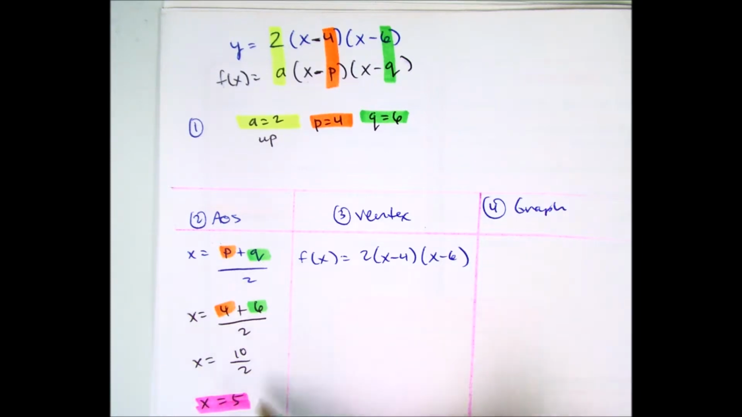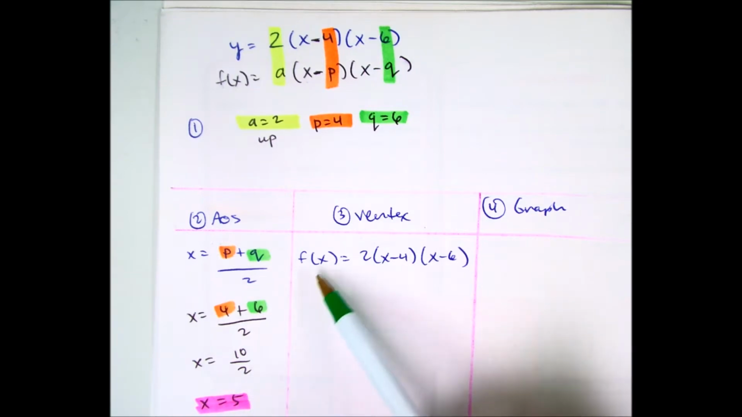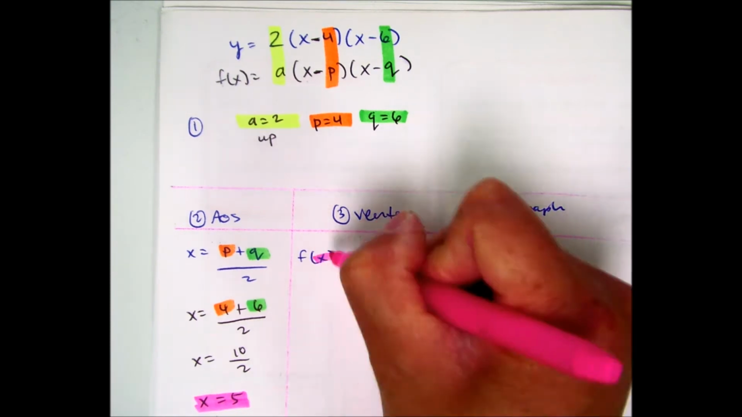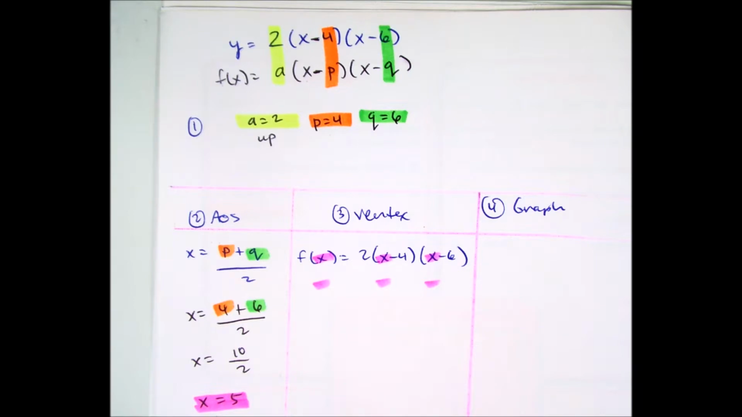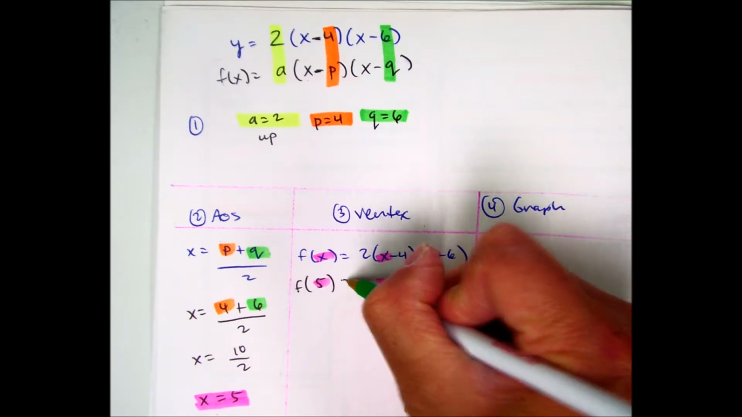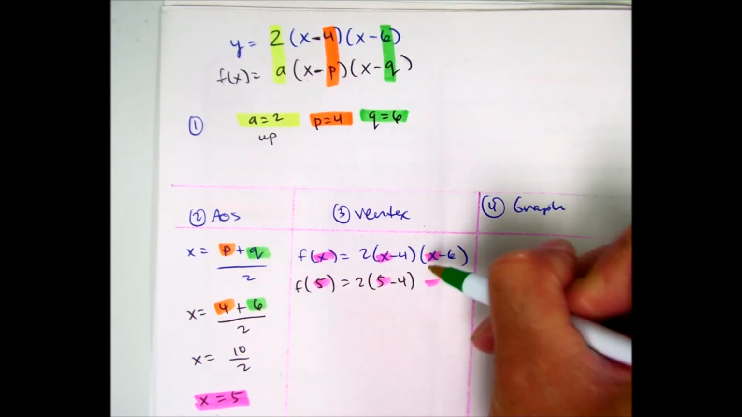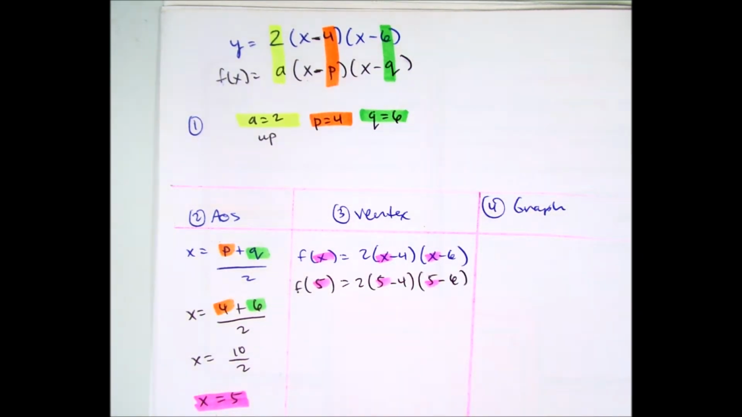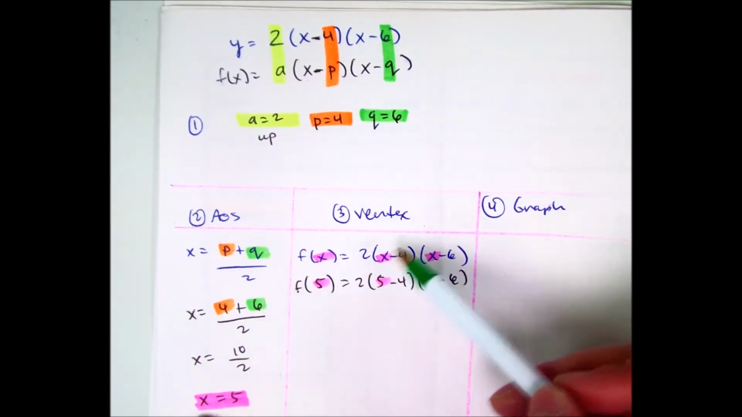The next thing I'm going to do, this now sounds very familiar, is take my x value and find the vertex. To find the vertex, I just substitute x equals 5 for every x value. X here, x here, x here. So I get f of 5 equals 2 times (5 minus 4) times (5 minus 6). All I did there, in function notation, is replace every x value with 5.